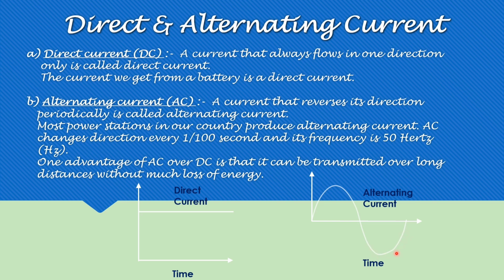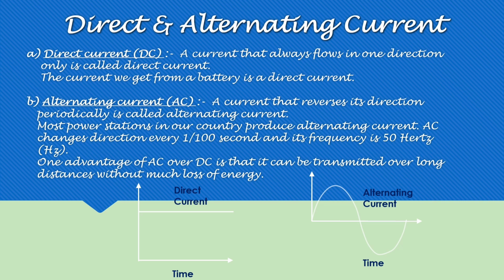Most of the power stations use this alternating current, this AC, and it changes the direction every 1/100 second, and its frequency is 50 hertz. So one advantage of AC over DC is that it can be transmitted over long distances without much loss of energy.